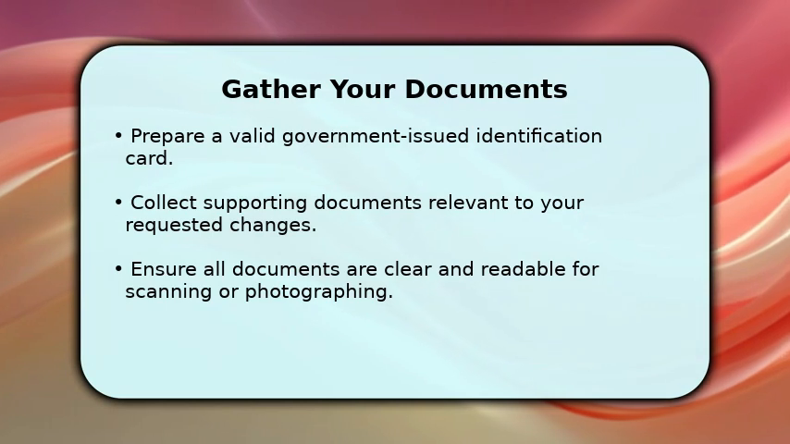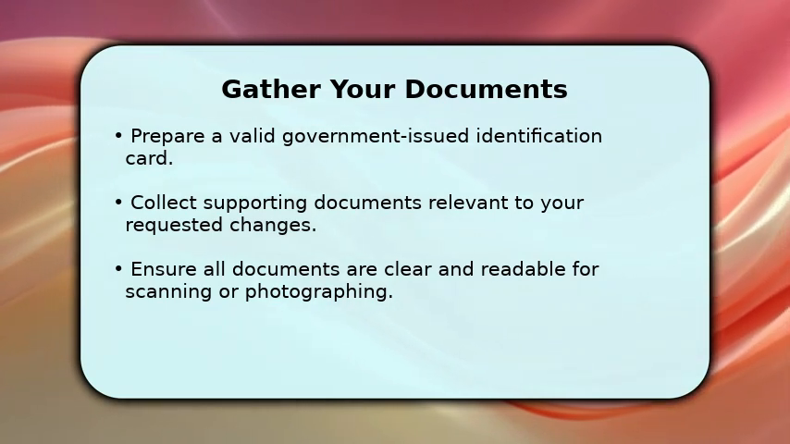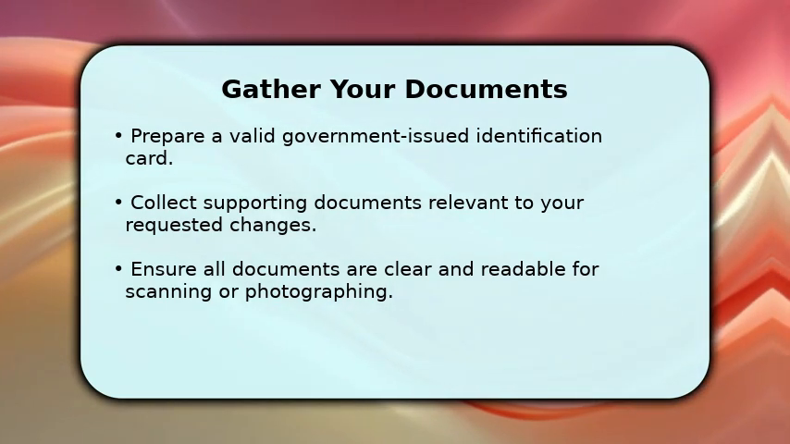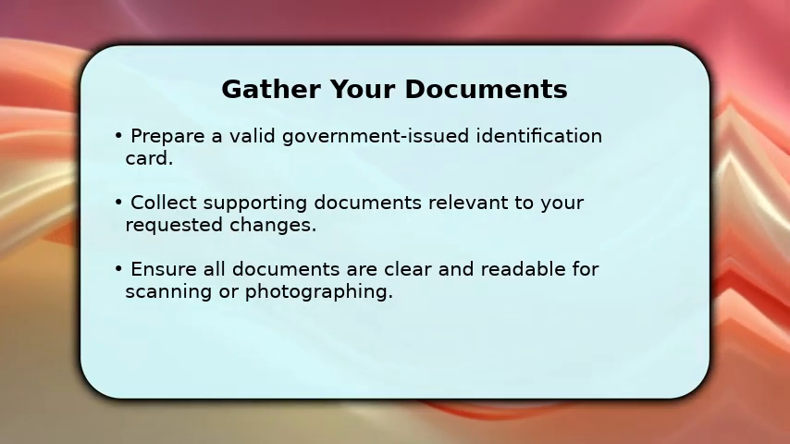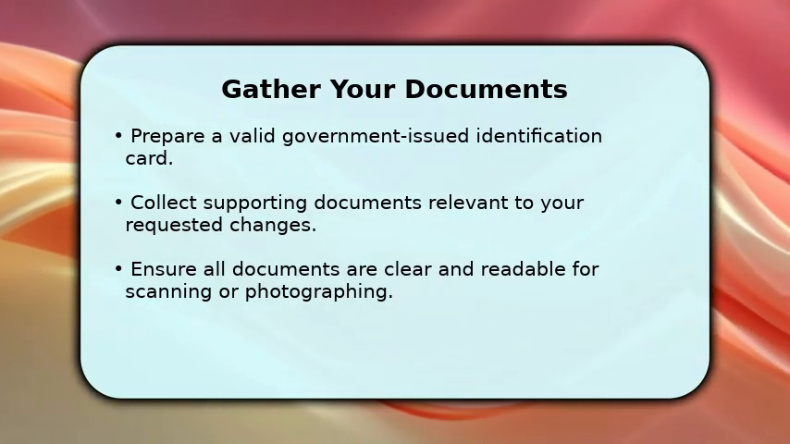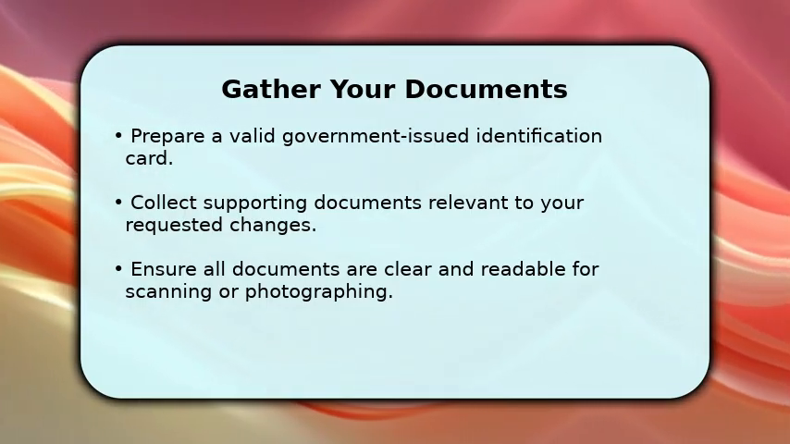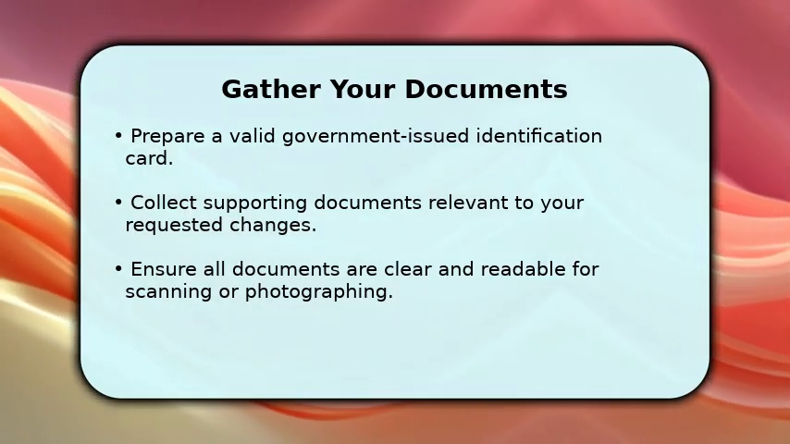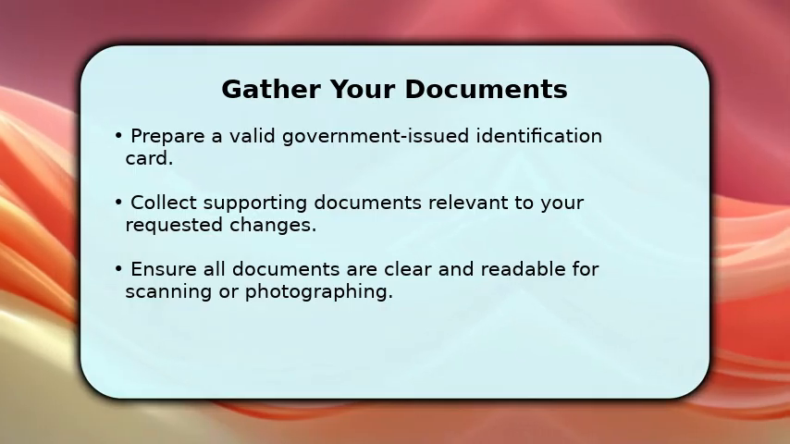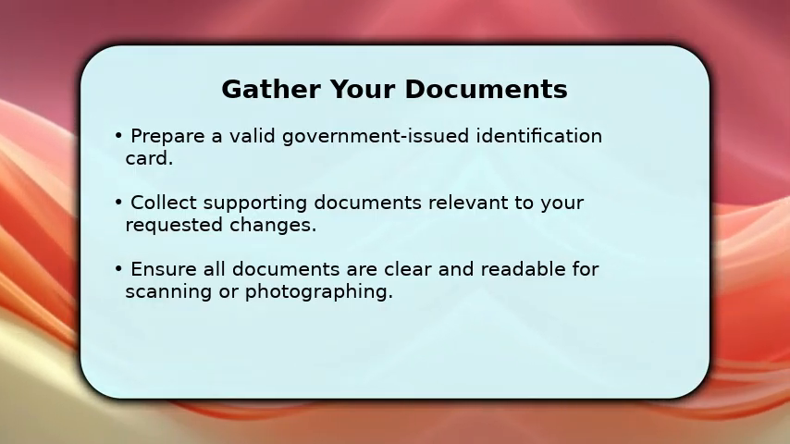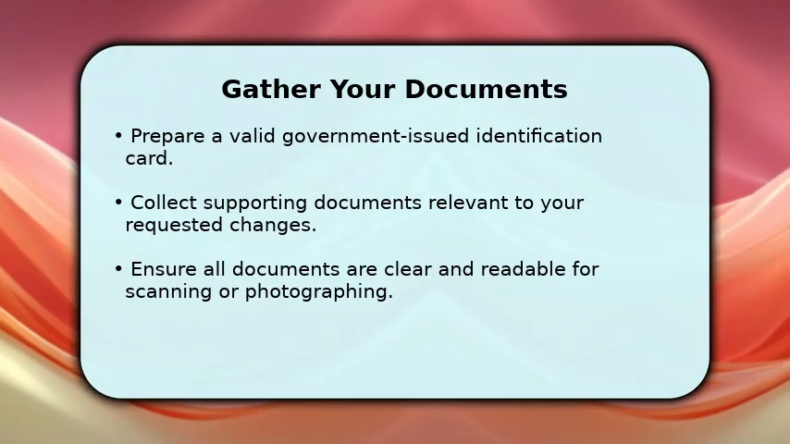Next, gather all necessary supporting documents for your update. This includes a valid government-issued ID, such as a passport or driver's license. You will also need specific documents related to your requested changes, like a marriage certificate for a change in civil status. Make sure all these documents are clear and easy to read, as you will need to scan or photograph them.